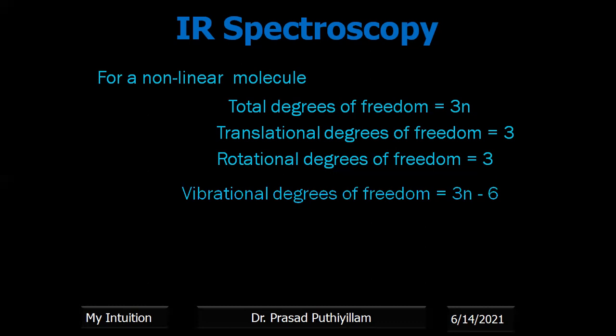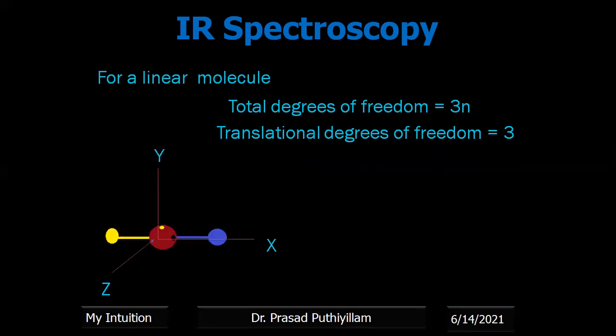If you know the number of vibrational degrees of freedom, we will have a rough idea about the spectra absorption bands. But in practice, it is difficult to get the same. There are so many other factors that I'll discuss in a coming video. So at least we'll get an idea how many possible bands are expected. So vibrational degrees of freedom for a non-linear molecule is 3n minus 6, where n is the number of atoms present.